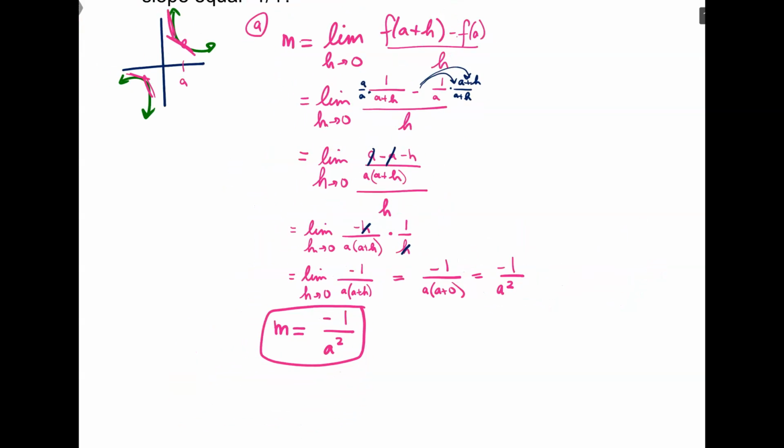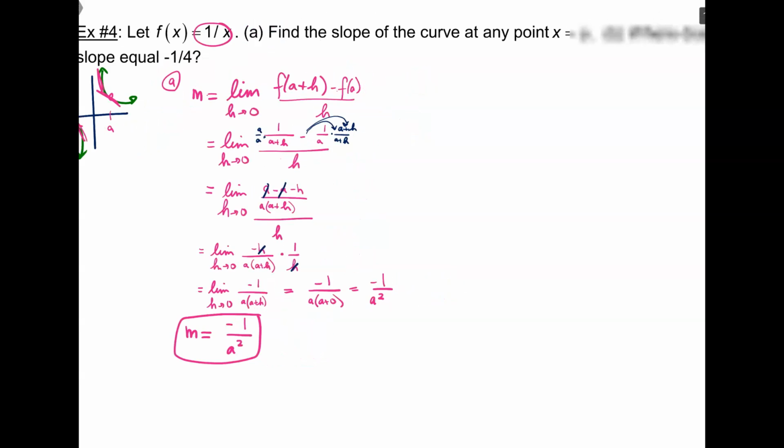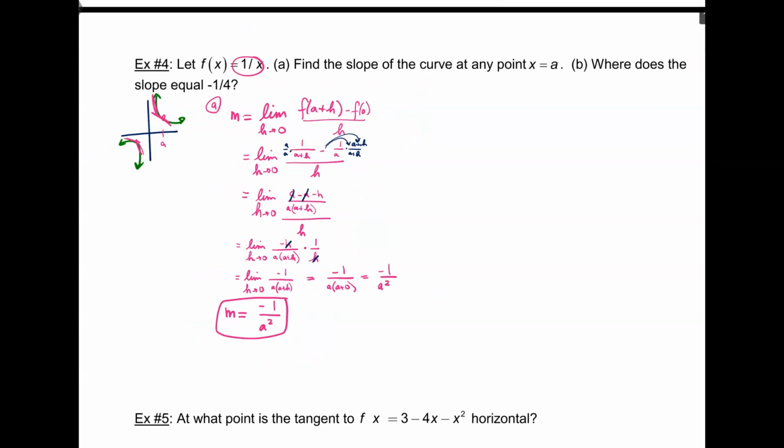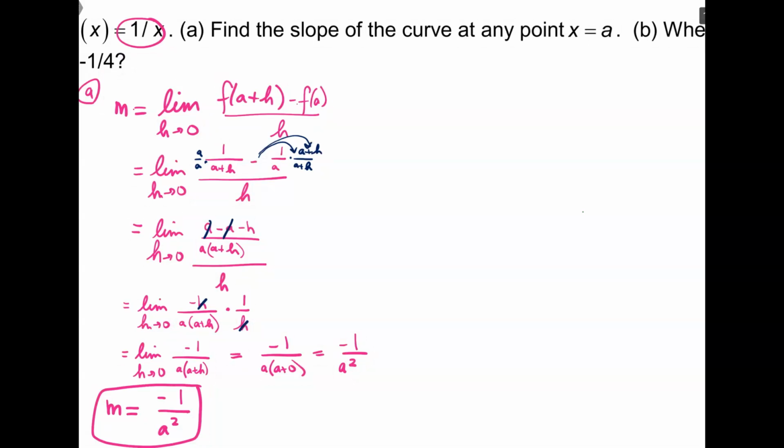Maybe. Don't we have to plug something in? Negative 1/4. But look, A says find the slope of the curve at any point. This is at any point. B says, hey, what about when it equals negative 1/4? Okay, well that's the chillest thing. Yep. A to the negative 2 is the same thing as 1 over a squared. So for where does it equal negative 1 over 4? And we say it equals 2.